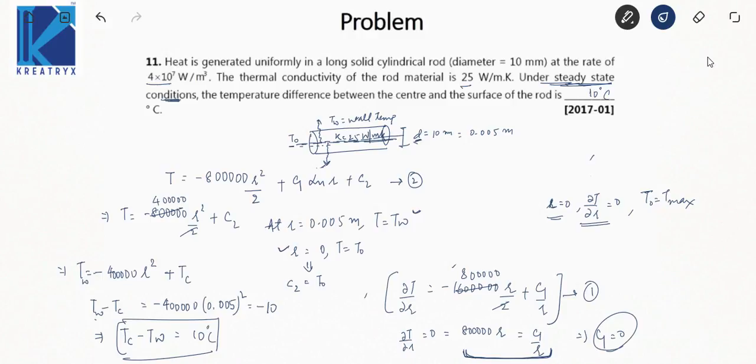It's a pretty lengthy method, but if you know the basics, you can actually solve this question. So that is why I'm suggesting that your basics should be crystal clear. You have applied the basic heat conduction equation through the cylinder, and you have got this answer. Although I urge you to remember the formula, because it will save time.